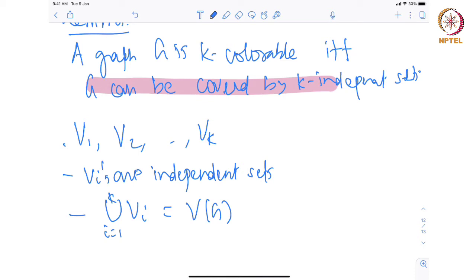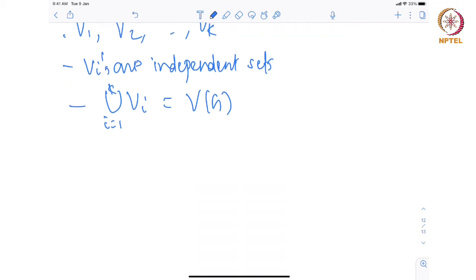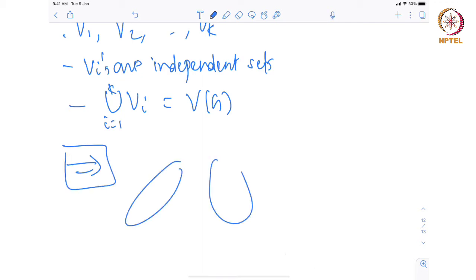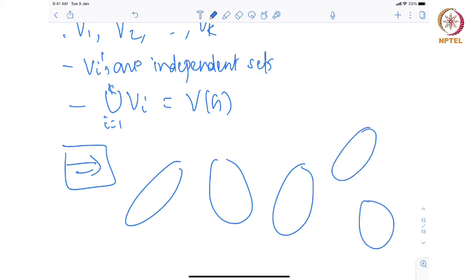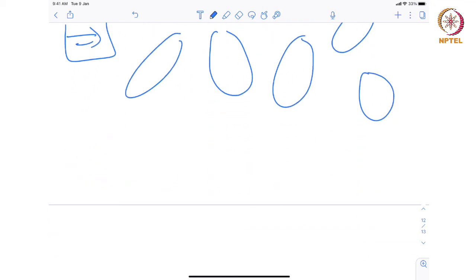So, these are basically two differences. Okay. So, now let us prove. Forward direction is very easy. If a graph G is K colorable, then you know that it can be partitioned into K independent sets, and hence it can also be covered by K independent sets. In fact, even better, no vertex appears twice. So, forward direction is very simple, but what about the backward direction?